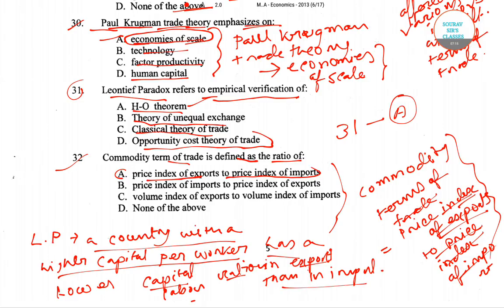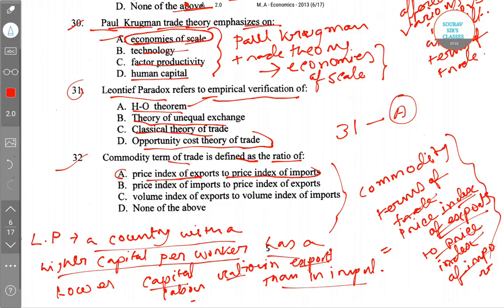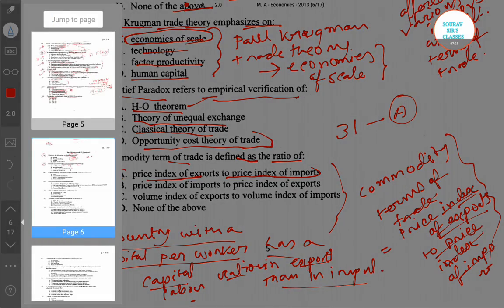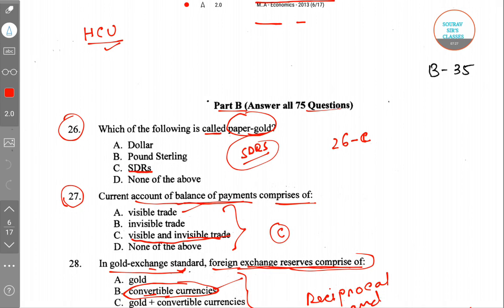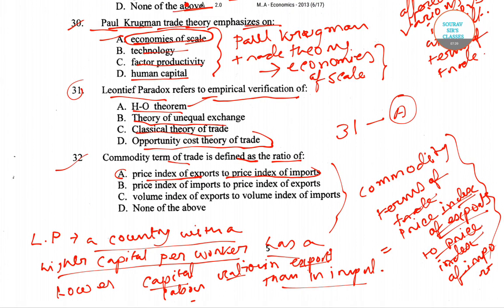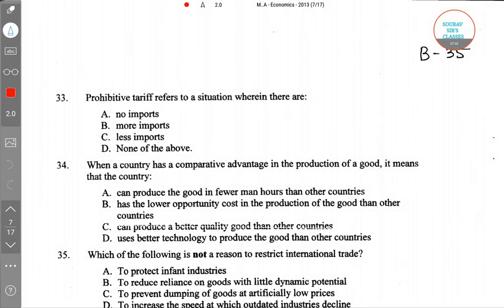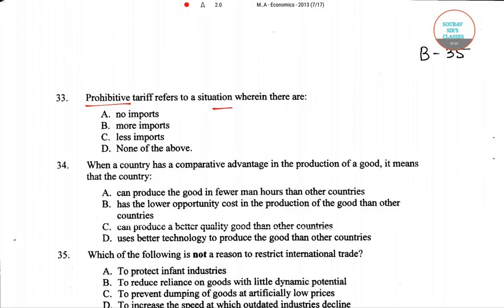So we are done with a couple of questions today. Now we'll go straight to question number 33. In question number 33 it is given, prohibitive tariff refers to a situation where there are no imports, more imports, less imports, none of the above. So the right answer would be option A.